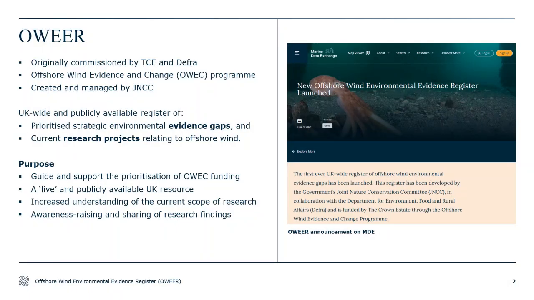The OWEER is created by JNCC and was originally commissioned by the Crown Estate and DEFRA, and is a project that is funded through the Offshore Wind Evidence and Change Programme. It was first created in 2021 and aims to act as a UK-wide and publicly available register that collates and prioritizes evidence gaps that could increase certainty in offshore wind impact assessments, but also collects information on ongoing and completed research relating to offshore wind.